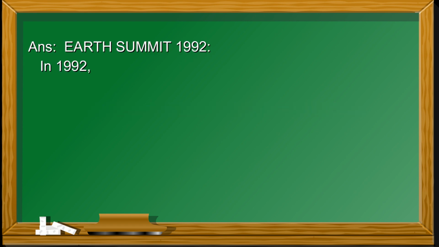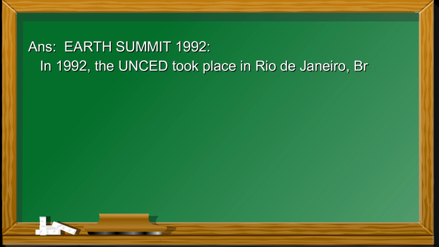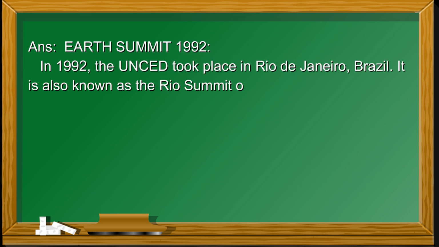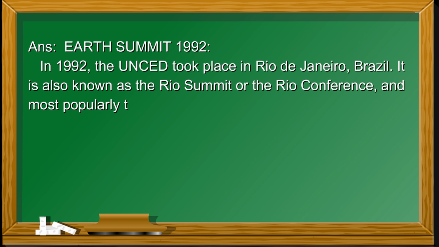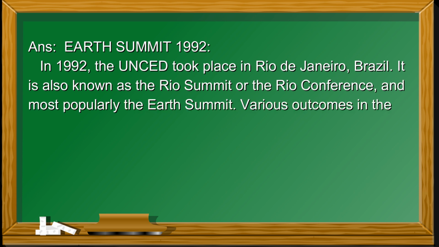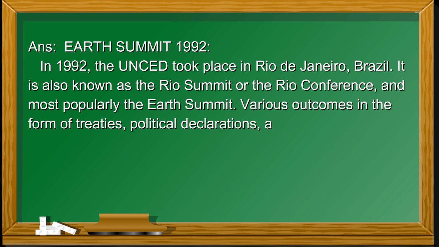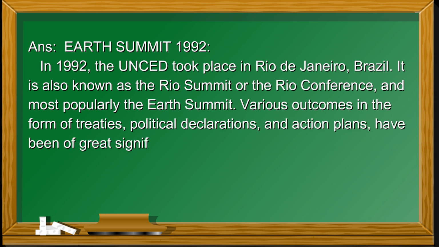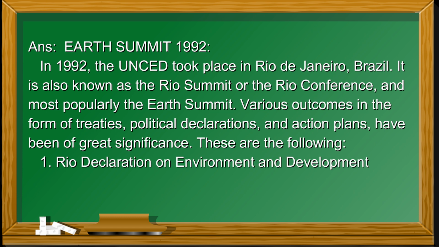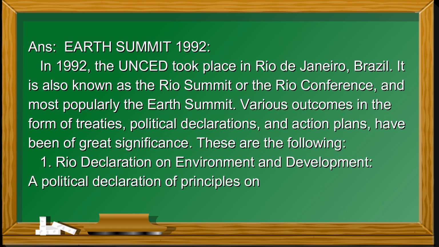Question: Discuss the features of Earth Summit 1992. Answer: Earth Summit 1992. In 1992, the UNCED took place in Rio de Janeiro, Brazil. It is also known as the Rio Summit or the Rio Conference, and most popularly the Earth Summit. Various outcomes in the form of treaties, political declarations, and action plans have been of great significance.